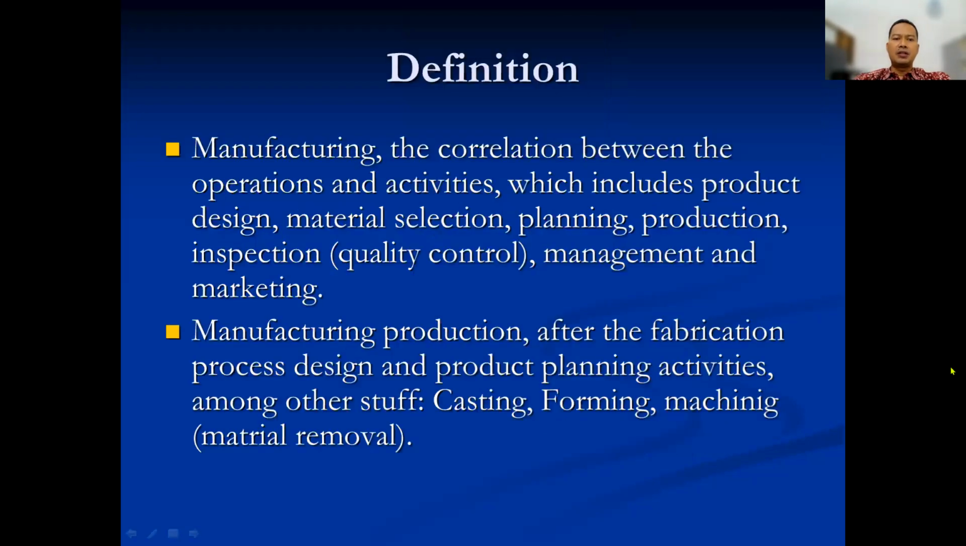Okay, for the definition, manufacturing is the correlation between the operations and activities, which includes product design, material selection, planning, production, inspection or quality control, and management, and also marketing. A manufacturing production, after the fabrication process, design, and product planning activities, includes, among other things, casting, forming, and machining or material removal. In this subject, we focus on machining or material removal.